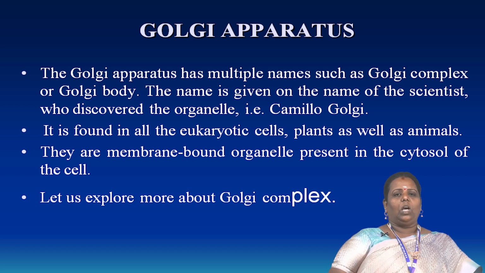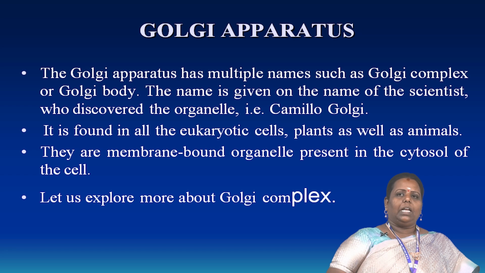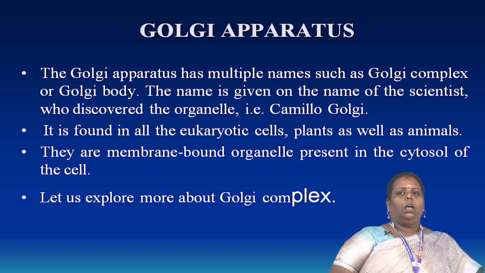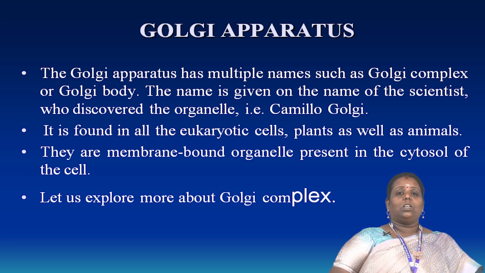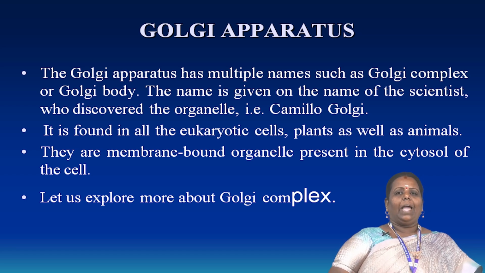organelles. One of the cell organelles is the Golgi apparatus. The Golgi apparatus is one of the very important cell organelles. It also has a cytoskeleton in the cell. Normally the Golgi apparatus has multiple names: Golgi complex, Golgi bodies, and so on. Why do we call it Golgi? The scientist who identified these Golgi apparatus bodies and discovered the organelle was named Golgi. So we call it the Golgi apparatus.